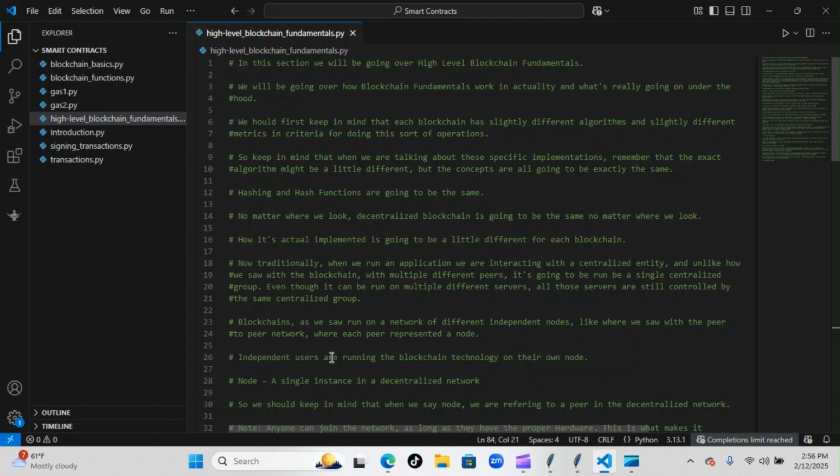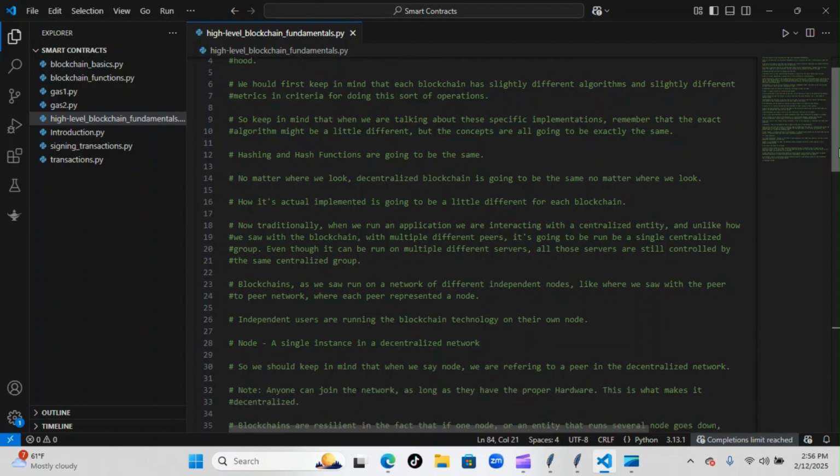Now, independent users are running the blockchain technology on their own node. A node is a single instance in a decentralized network. So when we say peer, we're also referring to a node. A node is a peer is a node. So we should keep in mind that when we say node, we are referring to a peer in a decentralized network, like I just said. Let's move down a little bit.